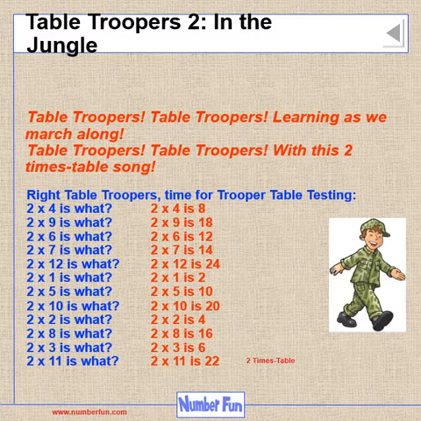Table troopers, learning as we march along. Table troopers, with this 2 times table song.